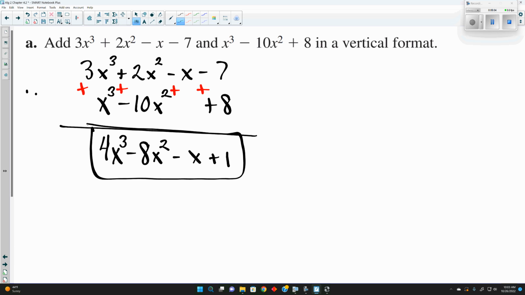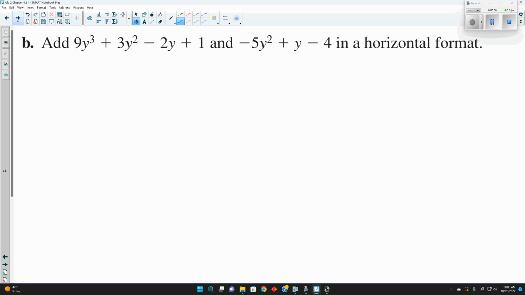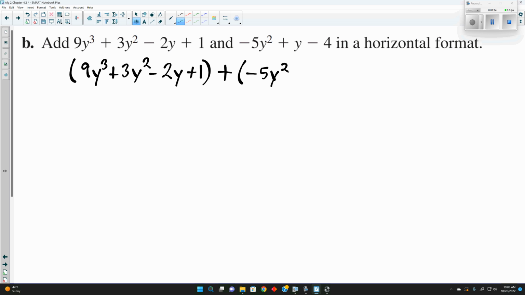Now, again, I said there's two ways we can add these. The other way is horizontal. Because vertical, when we talk about something being vertical, it's up and down. Horizontal, left and right. So what we're saying is that we have 9y cubed plus 3y squared minus 2y plus 1. And we're going to add to it negative 5y squared plus y minus 4. So we're going to add them together horizontally.